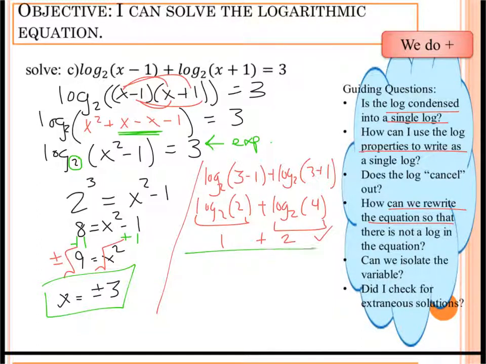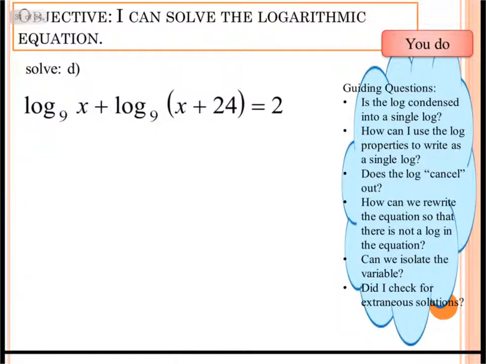Now let's try the other one, negative 3. So I've got log base 2 of negative 3 minus 1. I know that's not going to work, so I could really just stop there. But actually the other one is going to be negative also. So not allowed. And so that negative 3 is an extraneous solution. So really my only real solution is x equals positive 3.